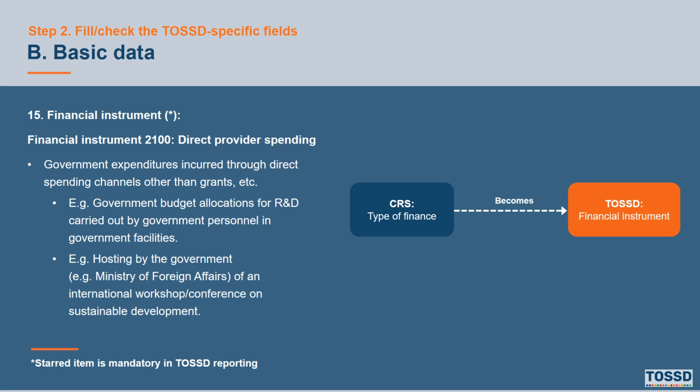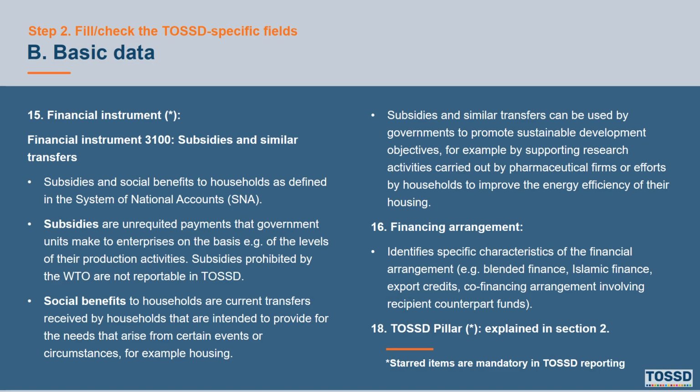It includes government expenditures incurred through direct spending channels other than grants. This includes, for example, government budget allocations for research and development carried out by government personnel in government facilities, or hosting by the government of an international workshop or conference on sustainable development. In TOSSD, there also exists another specific financial instrument that captures subsidies and similar transfers. This financial instrument can be reported with the code 3100.